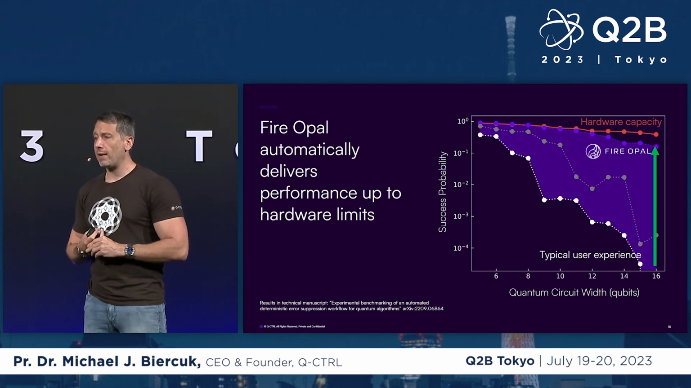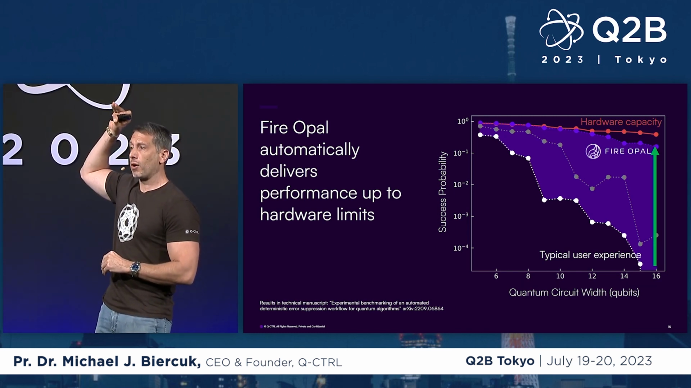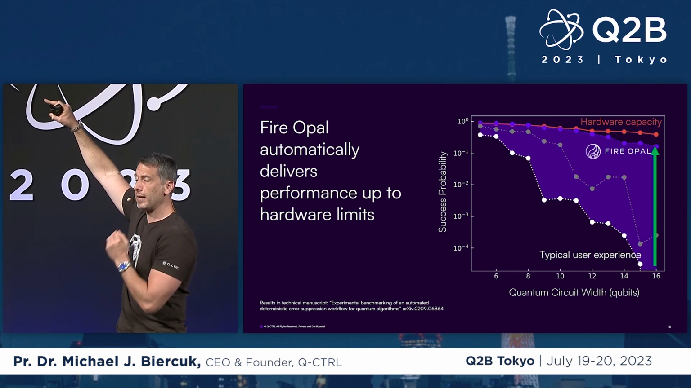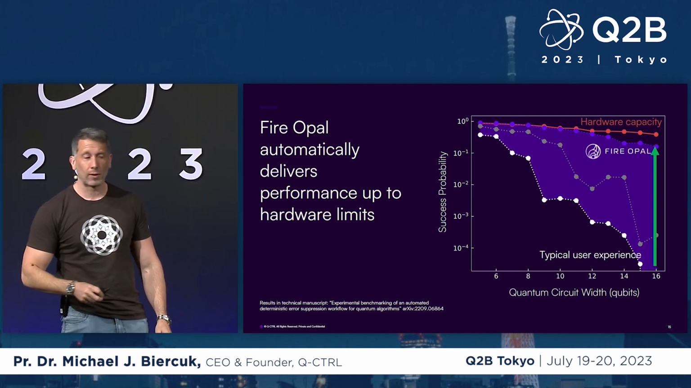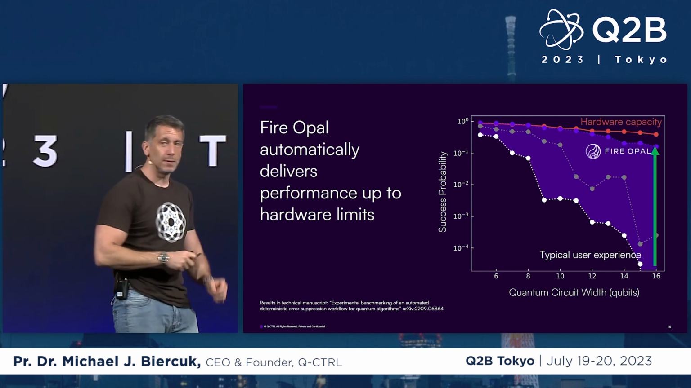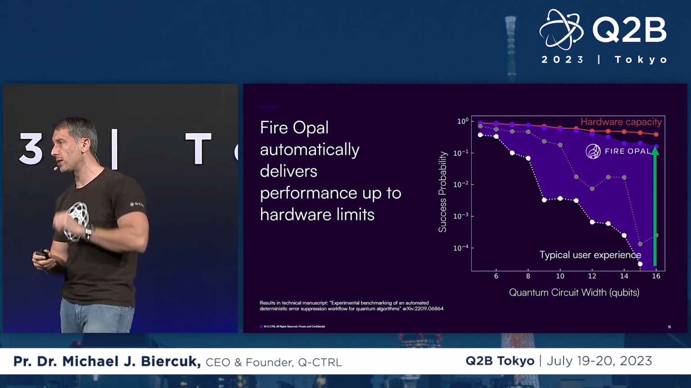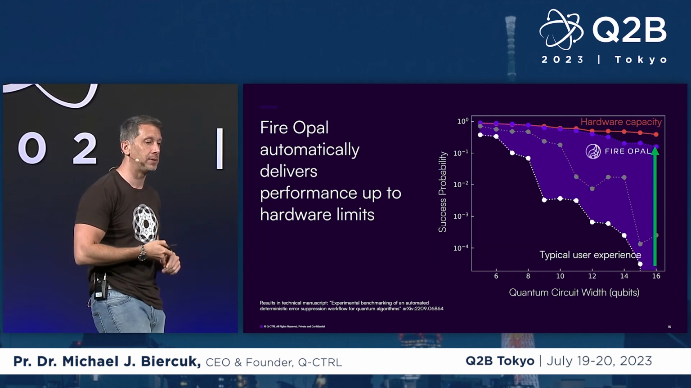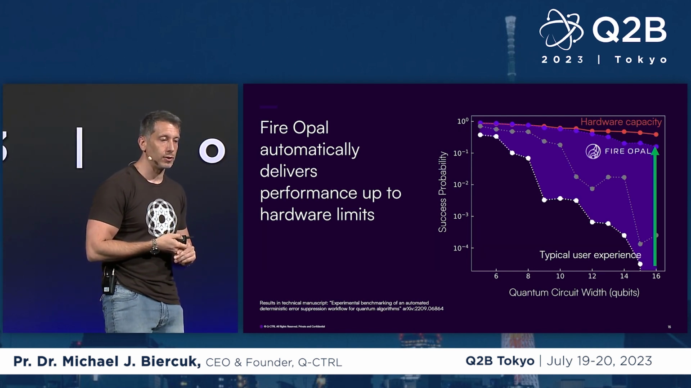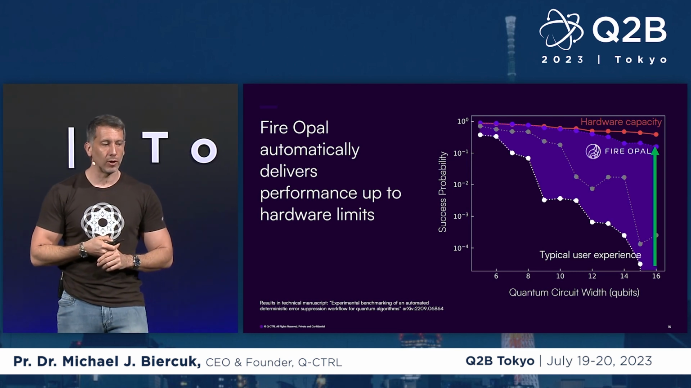This was the same graph I showed you, the gap between what the hardware could provide and what a user typically experiences. And you see that with FireOpal, we recover more than 1,000x to be within a factor of 2 of the best the hardware can deliver. And since this graph was taken, it's in a published manuscript, we've gotten even closer to the absolute ideal from the hardware.